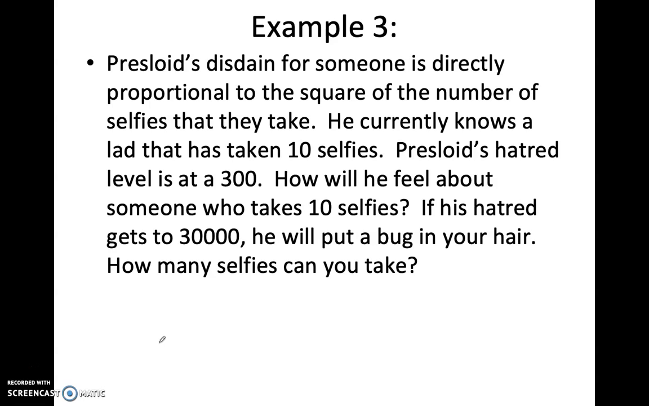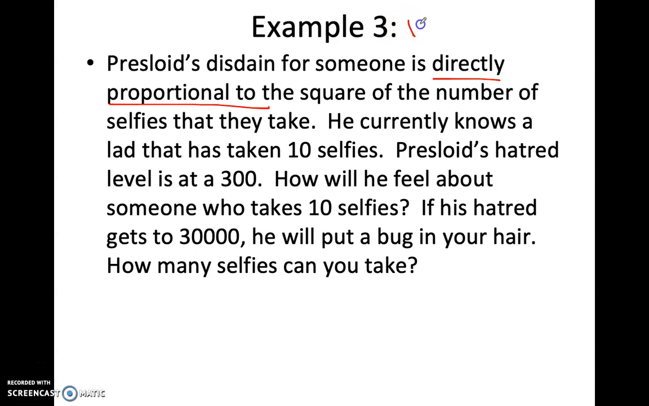All right, this is a big, long problem just to show you how it could look. It says Prezzaloid's disdain for someone is directly proportional to the square of the number of selfies that they take. So you have to read that very carefully. Key here is directly proportional to. That means it's a y equals k blah, blah, blah.